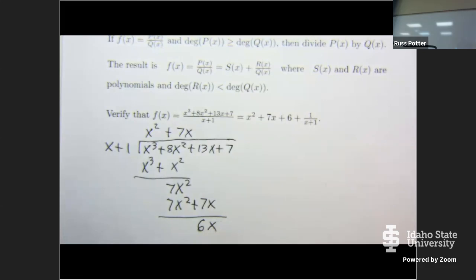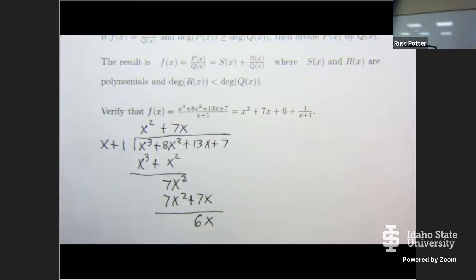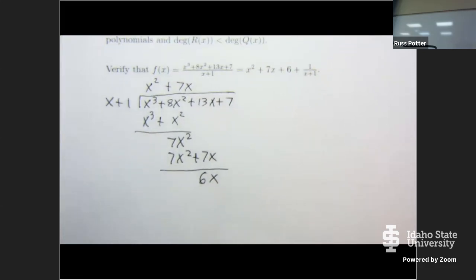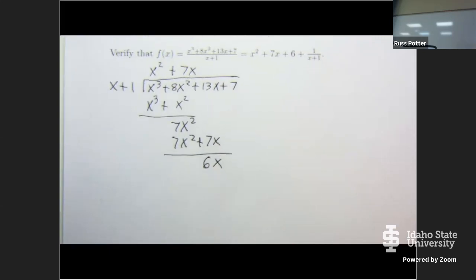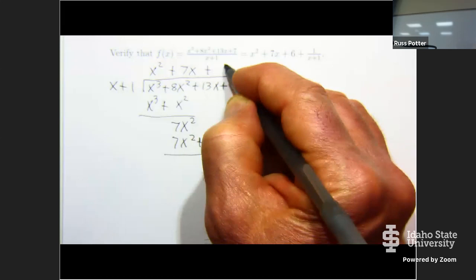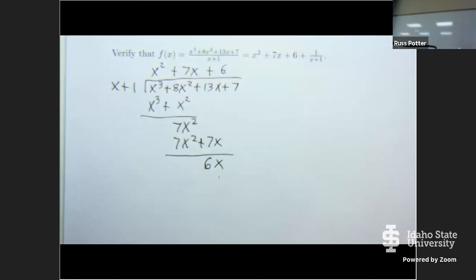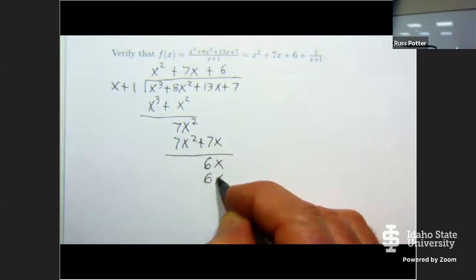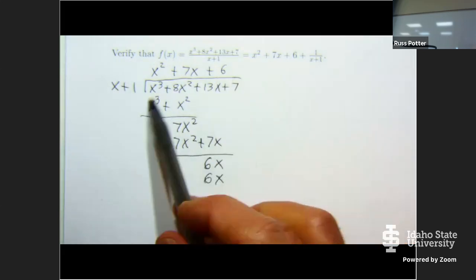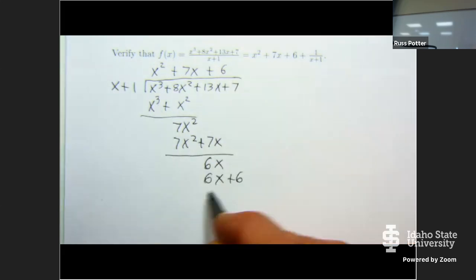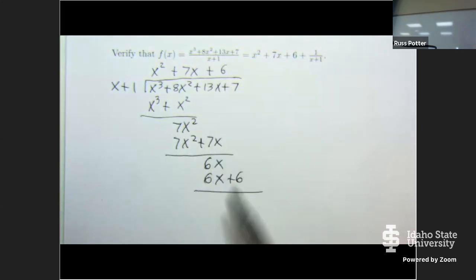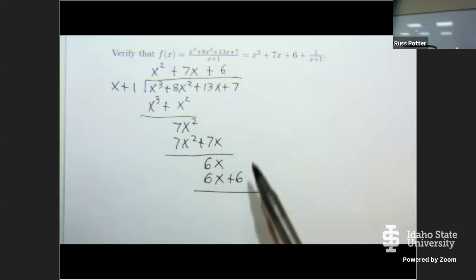And there's just one more cycle in the division. X goes into 6x 6 times. Multiply 6 times the divisor. 6 times x is 6x. Plus 6 times 1 plus 6. And then subtract. 6x minus 6x is 0. 7 minus 6 is 1.